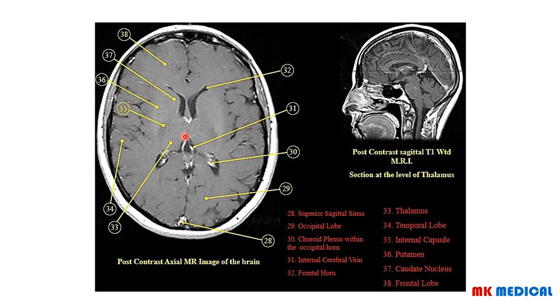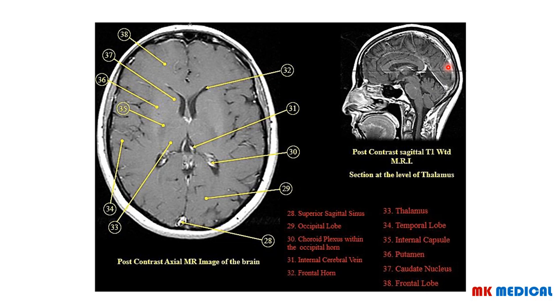Then we move even a step higher. We cut now at the level of the thalamus. Again, if we start posteriorly here, number 28 here is your superior sagittal sinus. So this circle here is your superior sagittal sinus. Then number 29 here, you still have the occipital lobe because we're still cutting through the occipital lobe. So at the level of the thalamus, we're still going to be able to see the occipital lobe.